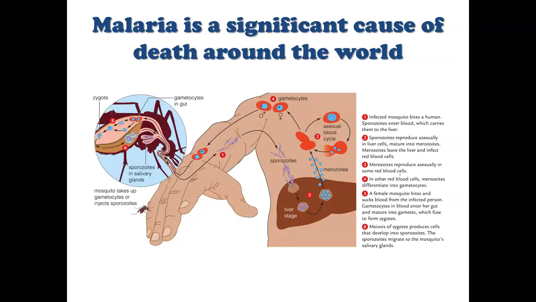Probably one protist-borne disease that you are familiar with is malaria. Worldwide, it is a significant killer. We tend not to worry about it here in the United States, but around the world, it is a very, very important disease.